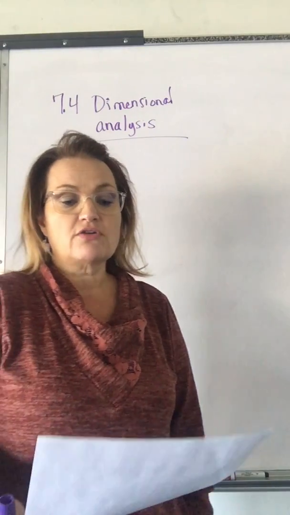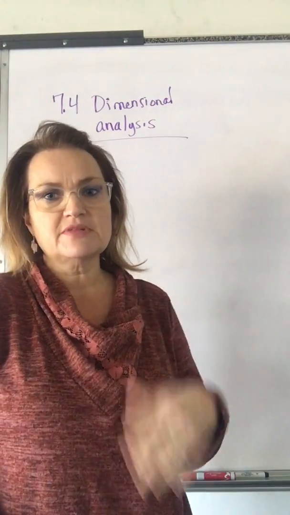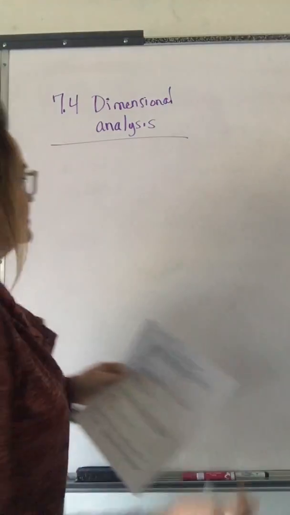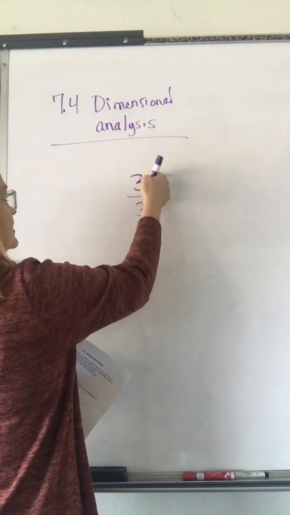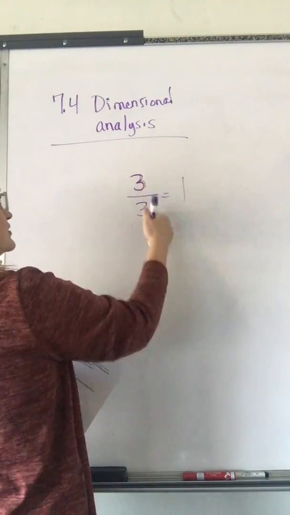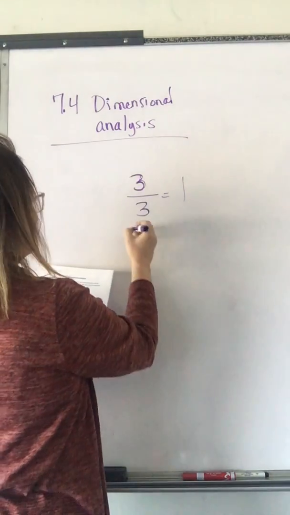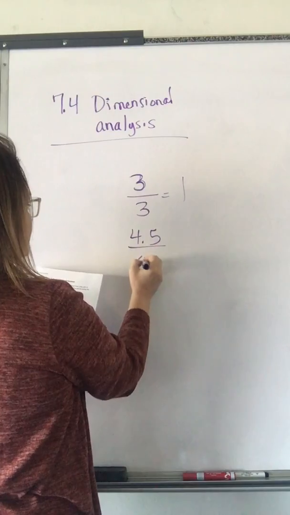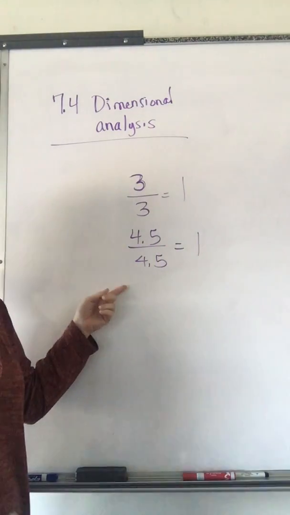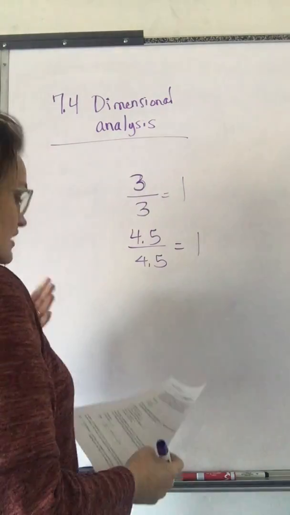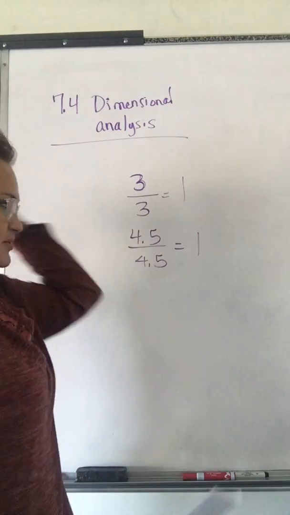Unit fractions are fractions that when divided equal 1. So unit means one of something, so a unit 1. An example of a unit fraction would be 3 divided by 3. Anything divided by itself or an equivalent amount, we call that a unit fraction. It equals 1. 4.5 divided by 4.5. Anything divided by itself, an equivalent amount, equals 1. All right, so that might seem silly, like why would you do that? But I'm going to expand on where we're going with this.